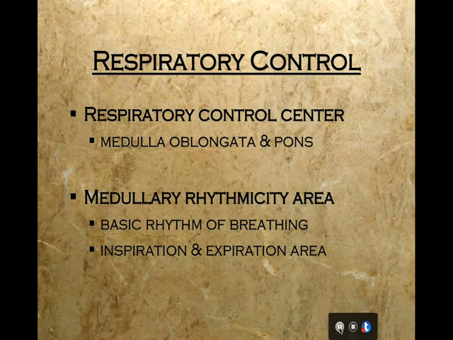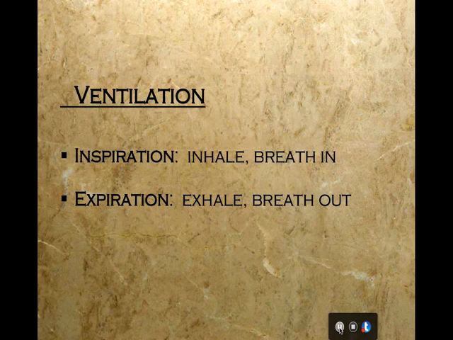The control of our respiratory system occurs in the medulla oblongata and pons. The medullary rhythmicity area establishes our basic rhythm of breathing. We also have special inspiration and expiration areas in our brain. Ventilation is our process of breathing. Inspiration is the breath in or inhaling, and expiration is the breath out or exhaling.